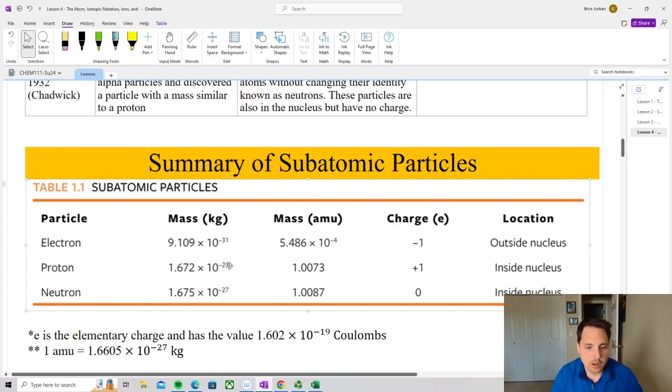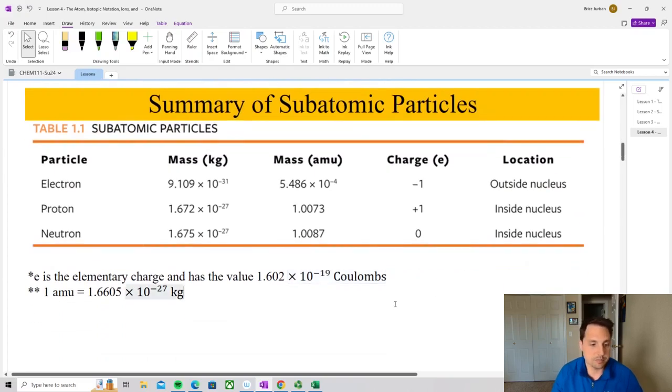Now, the proton and the neutron are particles that exist within the nucleus. And they are approximately the same mass. However, the neutron is slightly heavier, so we can see that here. The proton is equal in magnitude, but opposite in sign to the charge of the electron, and the neutron has no charge. And here's that conversion between AMUs and kilograms. We can derive this later on through the mole, which we'll talk about later on.